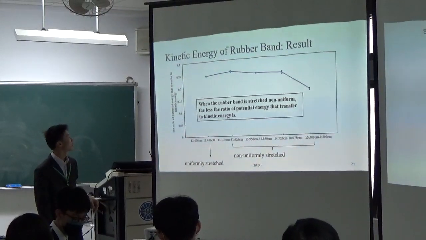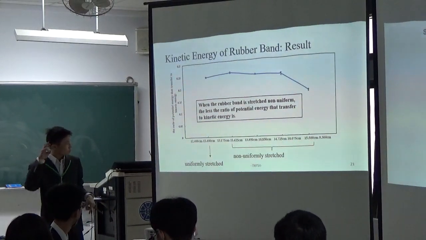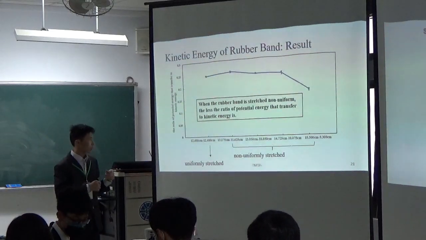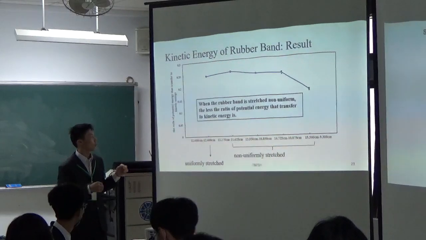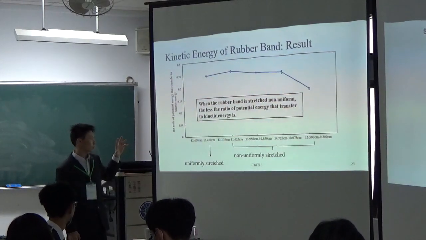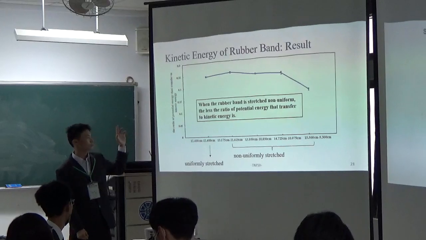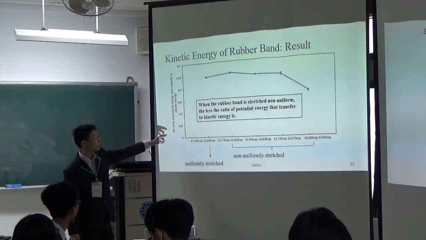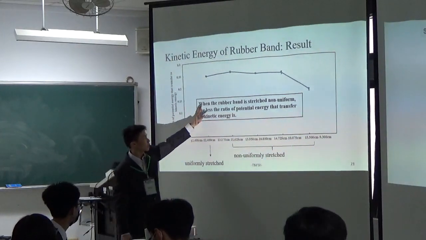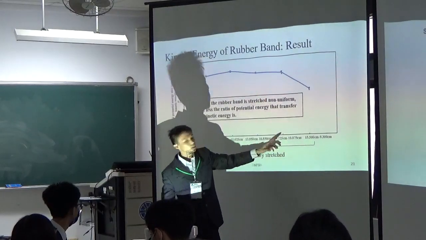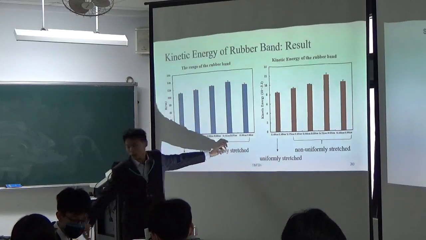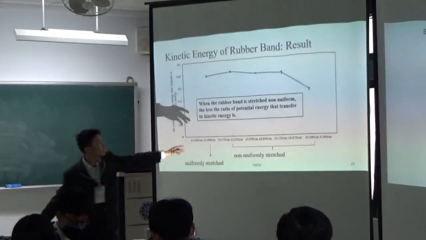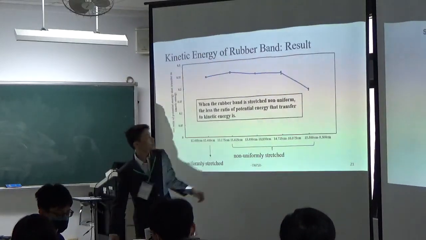We want to calculate eta k, the ratio of our original energy transferred to the kinetic energy. So we can draw a graph and see. Notice that after this, it starts to decrease.